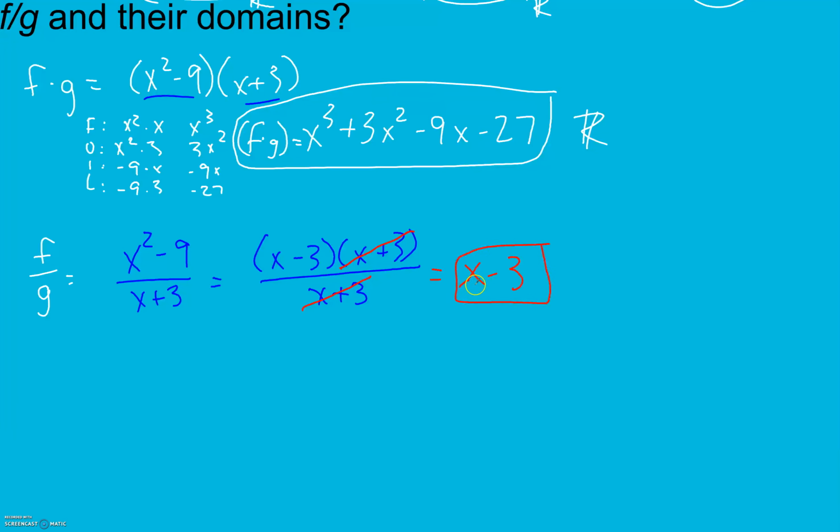As far as our domain goes here, guys, it's the same domain we had for multiplication, except there's going to be a value or values that it can't equal. G of x here, from our very original problem, our very original g of x, cannot be 0. So x plus 3 cannot be 0. We can't have division by 0. So we subtract 3. And x cannot be negative 3, which means our domain is all real numbers not equal to negative 3.